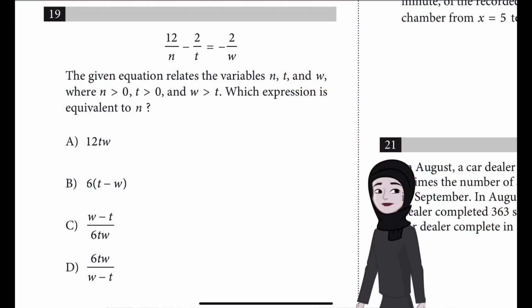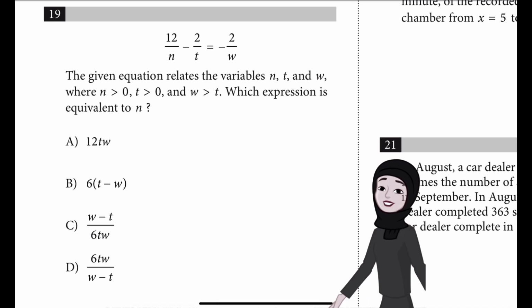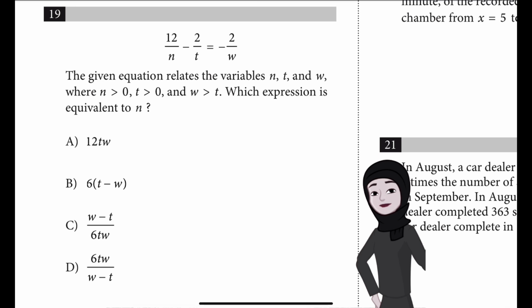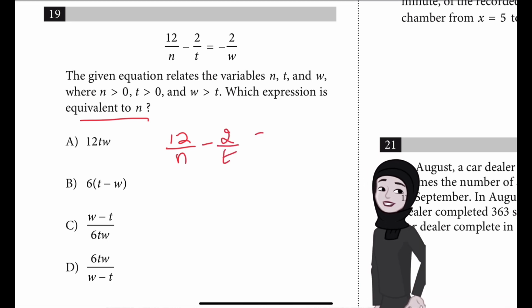Number 19. 12 divided by n minus 2 divided by t is equal to negative 2 by w. The given equation relates the variables n, t, and w, where n is greater than 0, t is greater than 0, and w is greater than t. Which expression is equivalent to n? So we need the value of n.